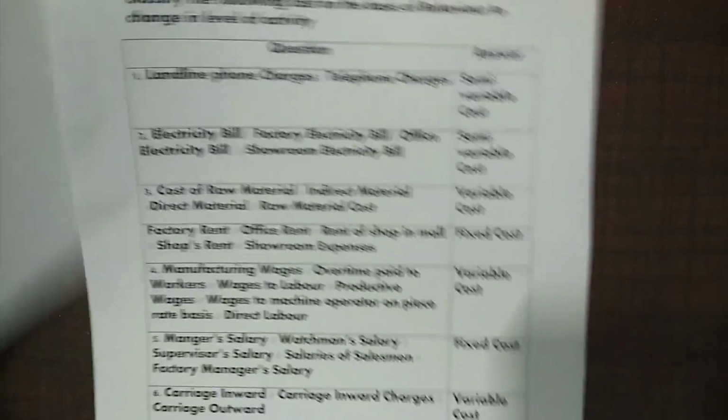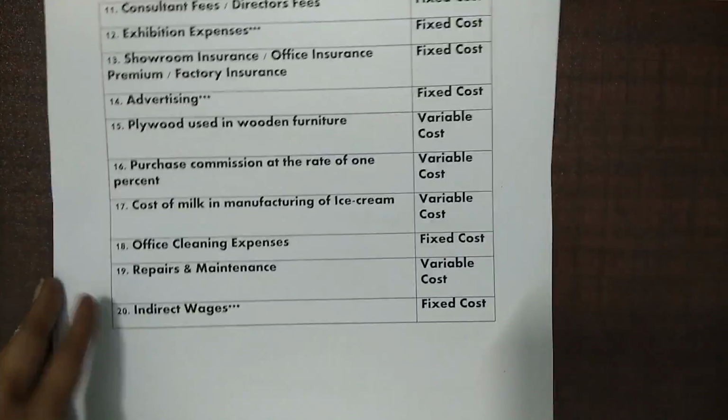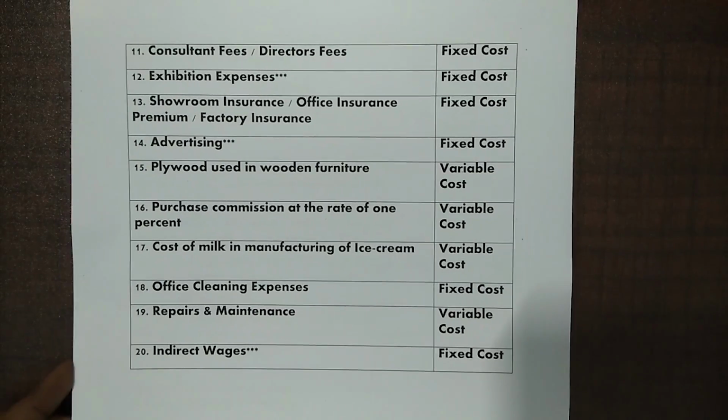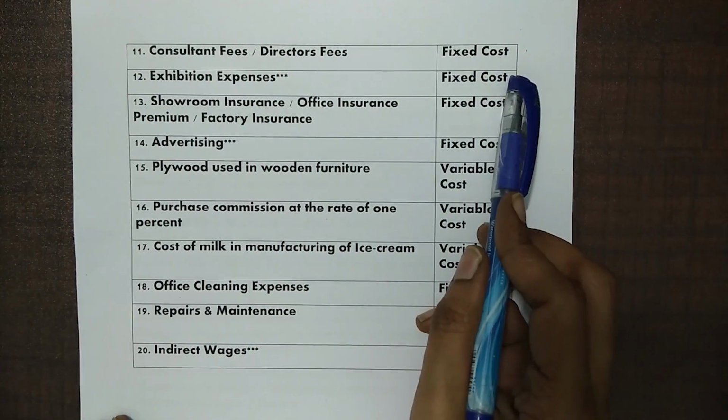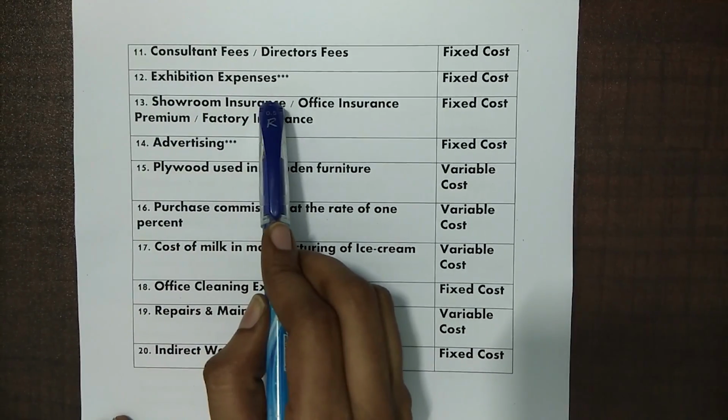Now the next one is consultant fees or director's fees. The answer is fixed cost. Then exhibition expenses. Again I have put a star mark over here.